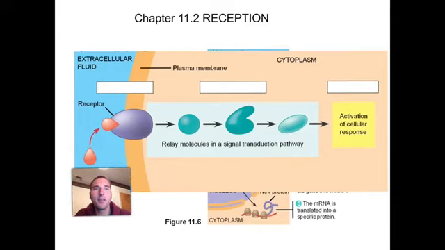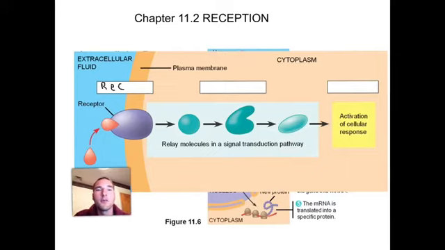Okay, gang, here's your video on section 2 of chapter 11. This is specifically about the reception of a signal, and the first picture I have up here is the picture that I ended the last video with. It just talks about when we're communicating, two cells communicating.